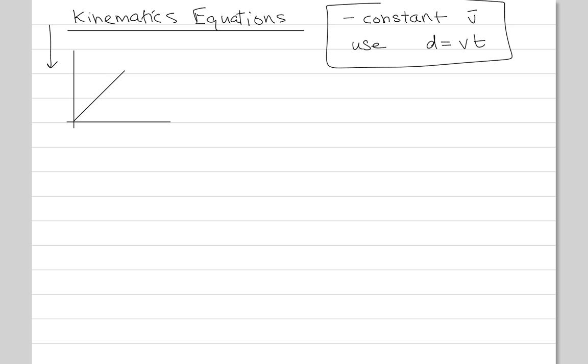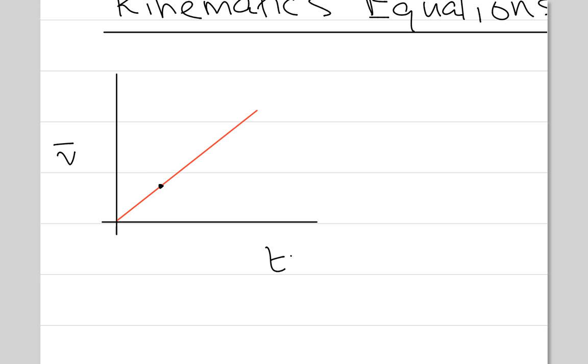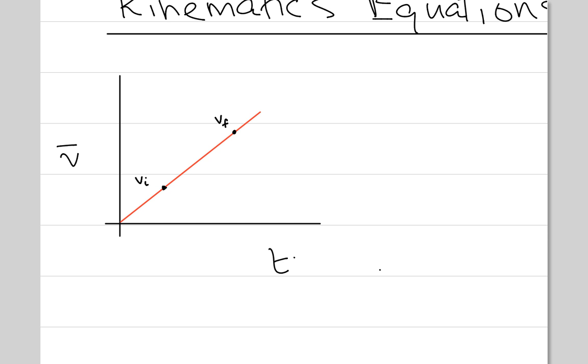We'll start it at rest. The VT graph is linear, growing to the right. This tells us that our velocity is changing, so we have acceleration. We're going to mark two points on the line, and we will call them VI and VF. These are velocities. I'm going to ignore the bars above them because it takes forever to write them.